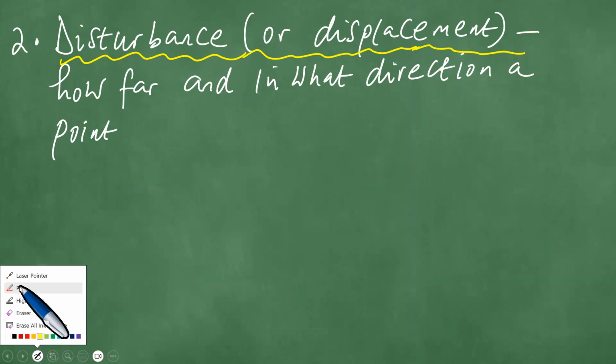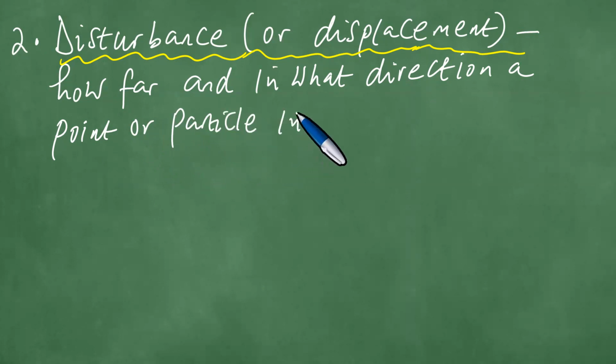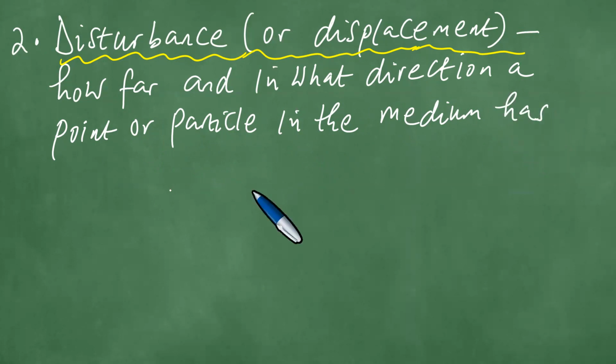Okay, by the disturbance, then at this point, we mean how far and in what direction a point or particle in the medium has moved from the rest position.